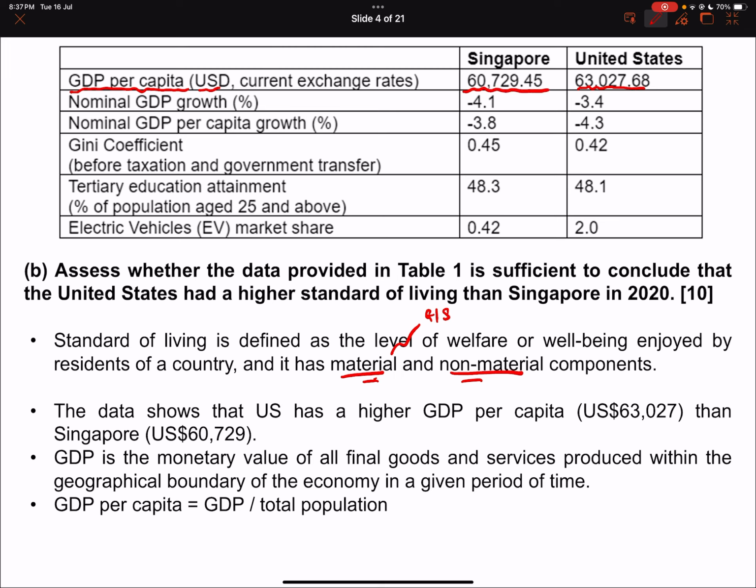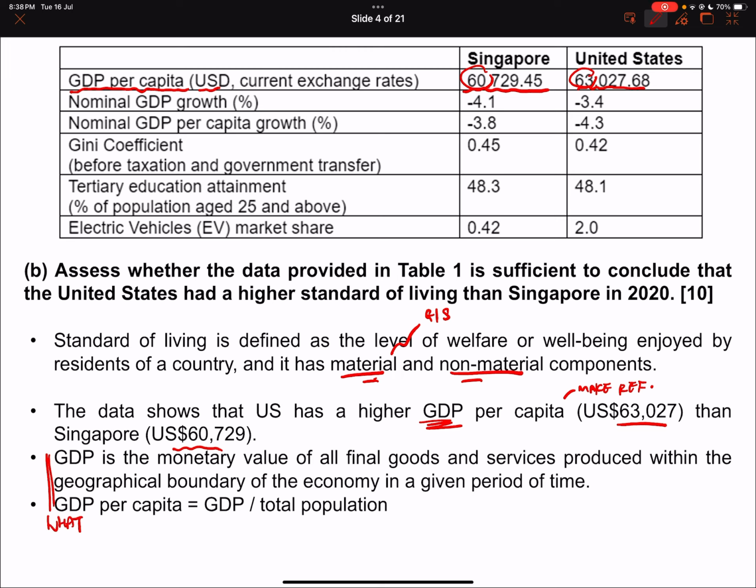Okay, so what does this mean, right? Obviously 63 is better than 60, but you gotta explain, right? So you say, okay, the data shows that the US has a higher GDP per capita, and then we quote the number here. Okay, so you make reference to the case. Then Singapore, poor Singapore only has 60,000, right? So then you explain what this value means. So you explain what this value is.